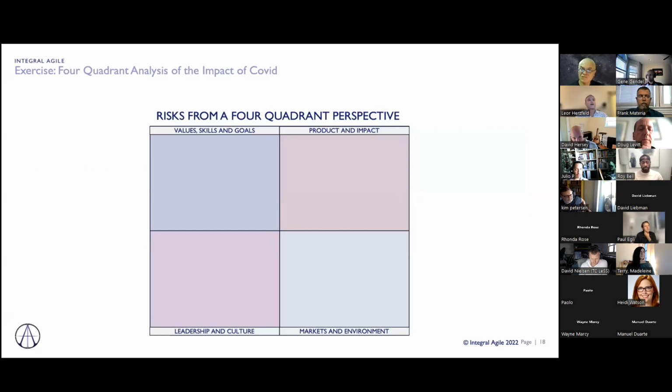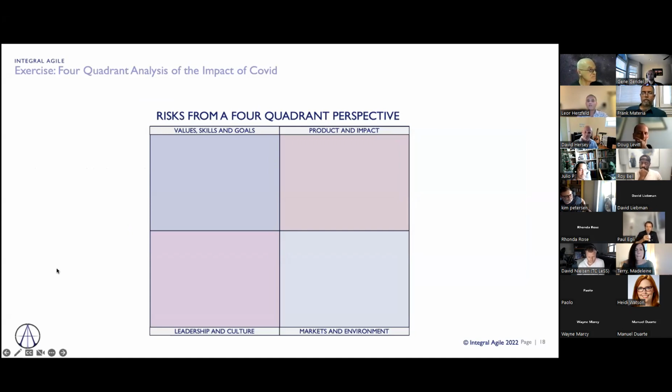So let's do an exercise here. We're going to be doing another exercise later on that has to do with component and feature teams, and it's a complicated exercise. So I wanted to do something easy and just spend maybe 5 minutes thinking about the risks from a 4-quadrant perspective of what we all experienced during the worst of COVID in 2020.